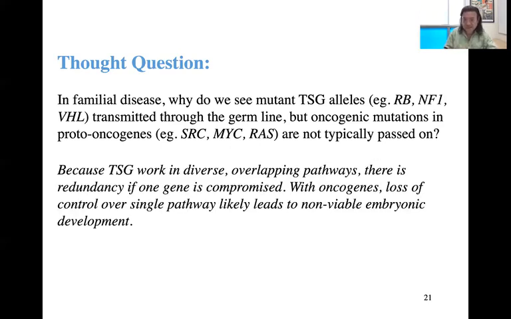It is because TSGs work in diverse overlapping pathways. So even if you have a defect in one TSG, you have many other TSGs that can still work and allow the embryo to still develop and become a person who's carrying that hit in retinoblastoma or APC or VHL, etc. However, with oncogenes, if you were to have a mutation that results in an oncogene acting out of control, like a RAS mutation, if that was passed on to the embryo, that embryo would never properly develop and never reach the point where it can be born.